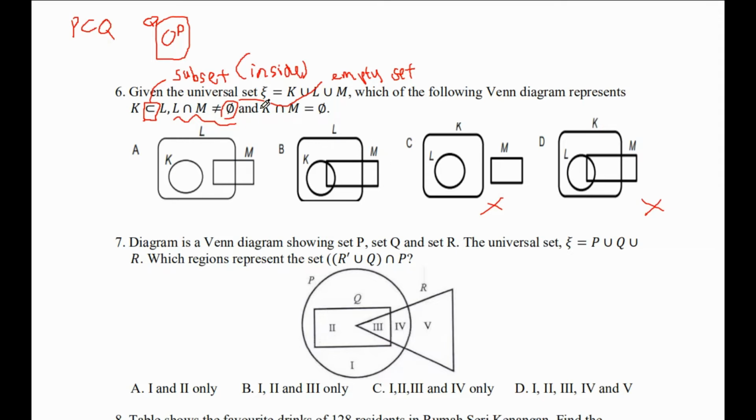This is correct. And then K intersect M equals to empty set. This means that K does not intersect with M. There is no common region between K and M. So the answer will be A, because K and M are separated, there is no common region between K and M. Okay, so the answer is A.